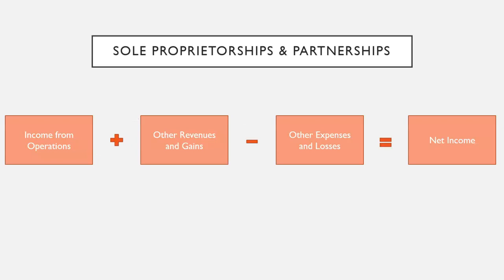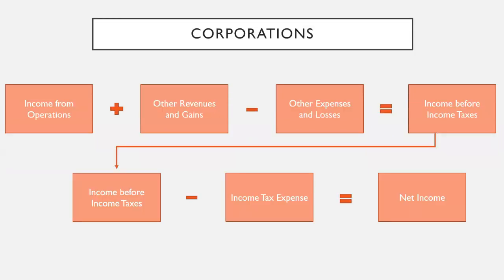So what we've been dealing with so far, you would find your income from operations, you would add other revenues and gains, subtract other expenses and losses, and that would get you your net income. That was the process that we would follow. Now for a corporation, there's this extra step, the income tax step that we have here.